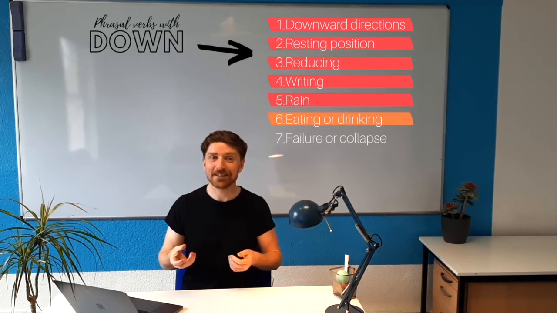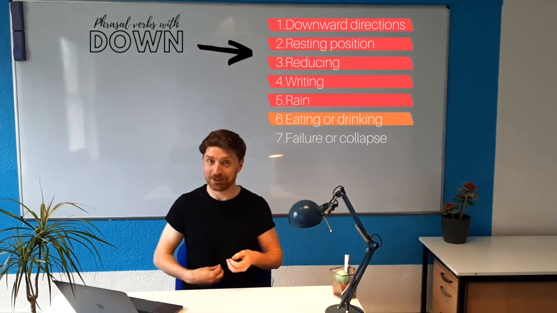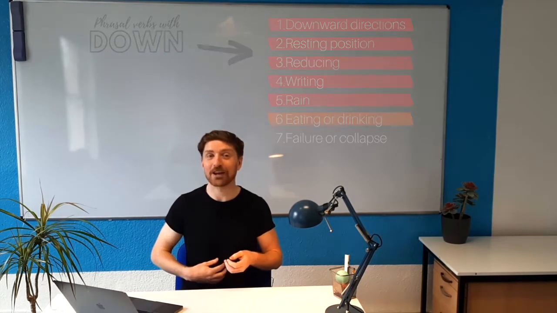So far these have all had this same linked idea of a downward direction. When we're just talking about downward movement, we're talking about going into a resting position, we're talking about a reduction, we could be talking about the rain, the direction when we look, when we're writing something. All of these phrasal verbs use the preposition down. The next group is no different, so it's when we're talking about eating and drinking. Okay, so when we eat something, the food goes down, or when we drink something, it goes down.